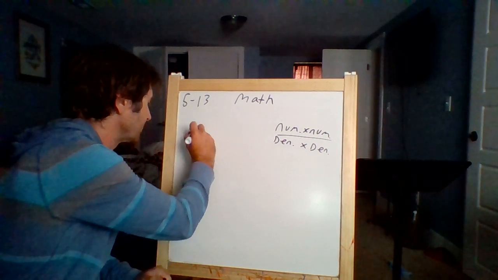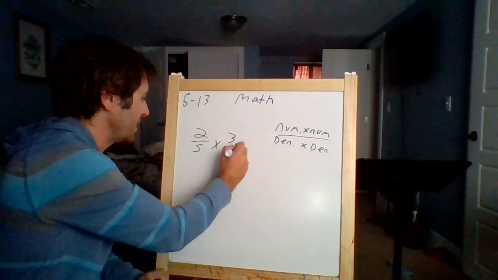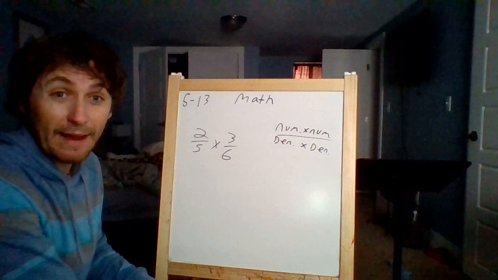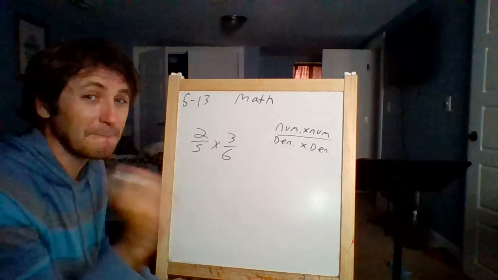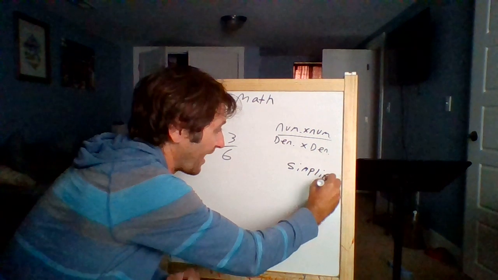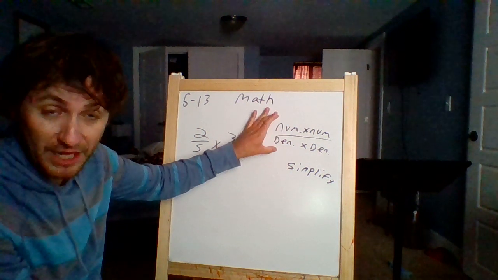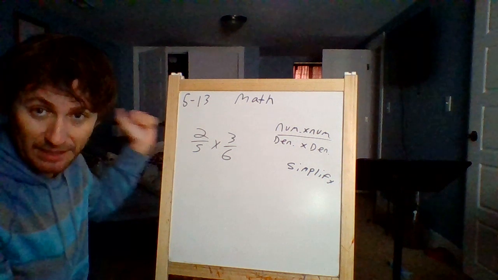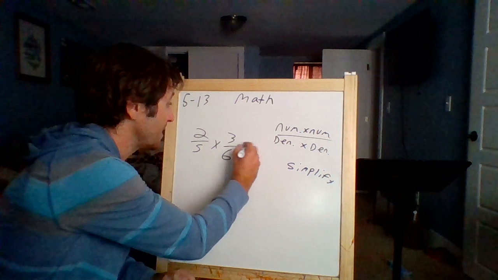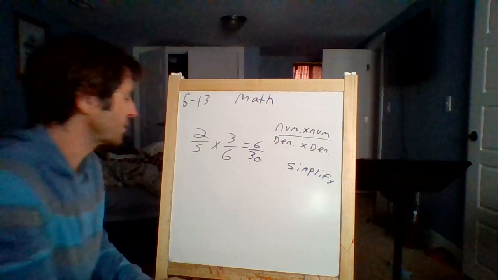You might see something like this: 2/5 times 3/6. Well, I know just from looking at this, my final step might be to simplify. So we are going to be looking at kind of two parts to this. We're doing our multiplication, but it's easy because it's just numerator times numerator over denominator times denominator. But we might have to simplify at the end. 2 times 3 equals 6. 5 times 6 equals 30.